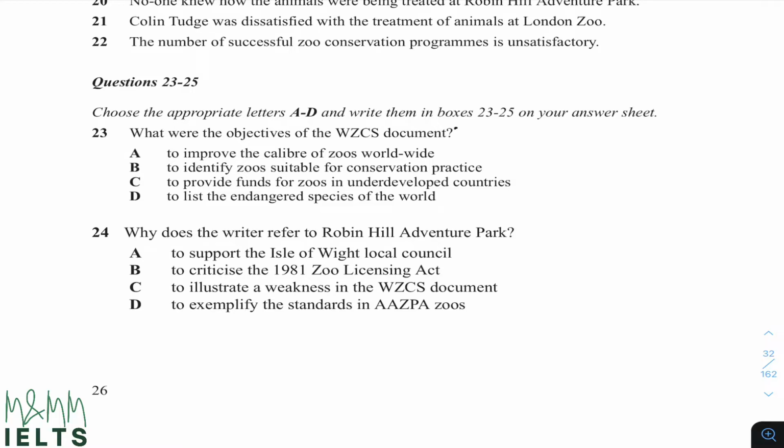Now, let us do 23 first, okay? Because as we discussed a few minutes ago, the answers will be in the order. So it is good to start with the first question first. What is the question? What were the objectives of the WCS document?